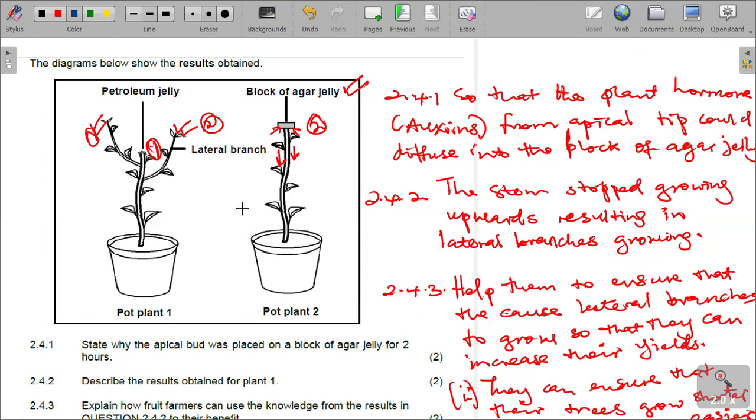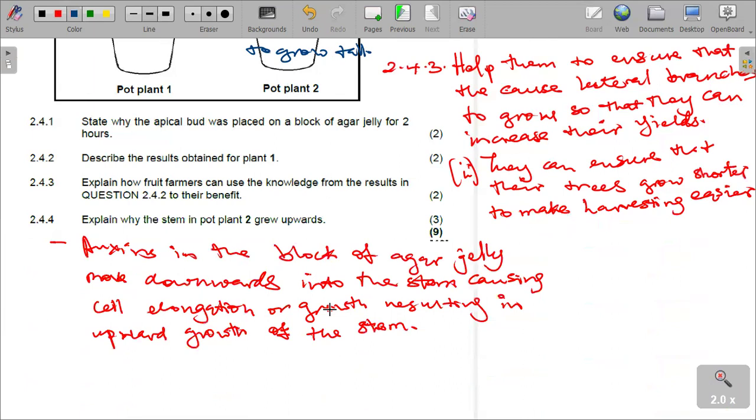Cell elongation will take place, which causes the plant, or the stem, to grow tall. That is one other thing we should understand: auxins in the block of the algae jelly move downwards into the stem, causing cell elongation or growth that results in upward growth of the stem.